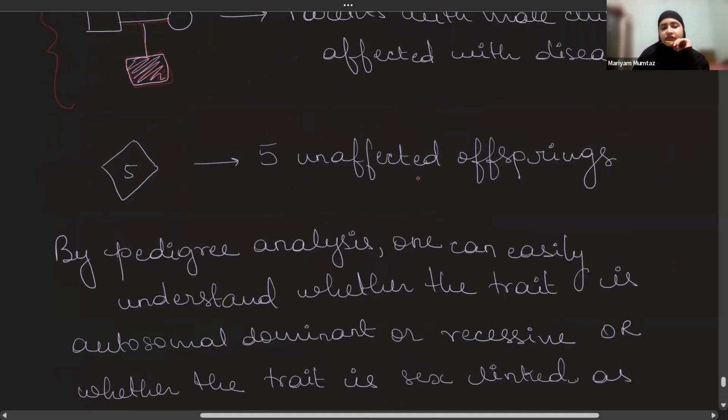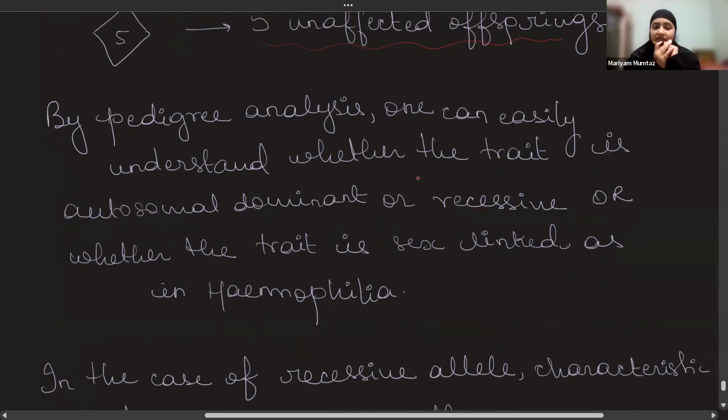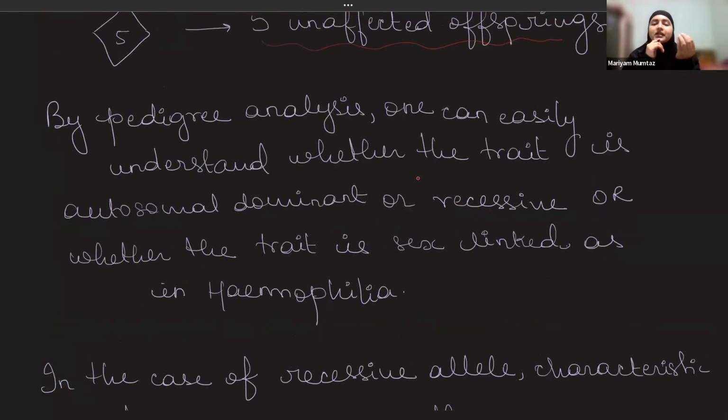Then comes this triangle with 5 written in the middle. It means five unaffected offspring. It does not signify whether the five are males or females. It is just five offspring who are unaffected. Now, with the help of pedigree analysis, we can tell whether the inherited disease is autosomal dominant, autosomal recessive, or whether the trait is sex linked, meaning linked with the X chromosome, such as hemophilia.